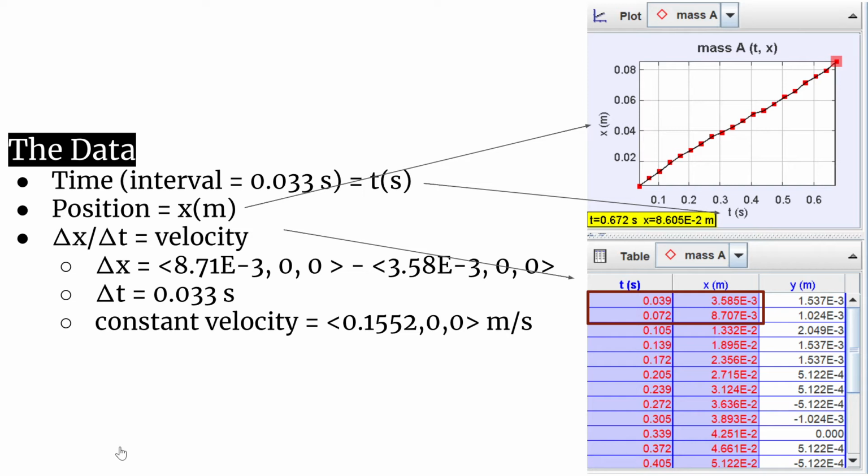To calculate the initial velocity of the object, the formula velocity equals change in position over change in time was used. In this case, the initial position, 3.58 times 10 to the negative third, was subtracted from the final position of 8.71 times 10 to the negative third, and then divided by the interval of time, 0.033 seconds. The constant velocity determined was 0.1552 meters per second in the positive x direction.